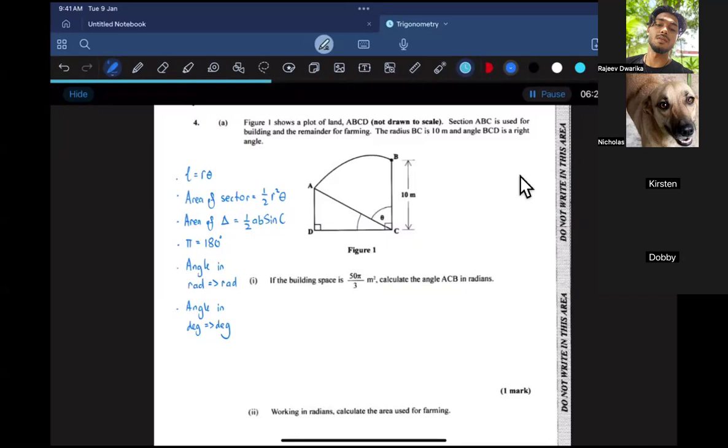They want you to find the angle ACB in radians. So they give you the area. What else did they give you from the question? Circle it on the diagram. They give us the radius, right? So we have the radius, we have the area. What's the only thing we're missing? We don't really have the length.